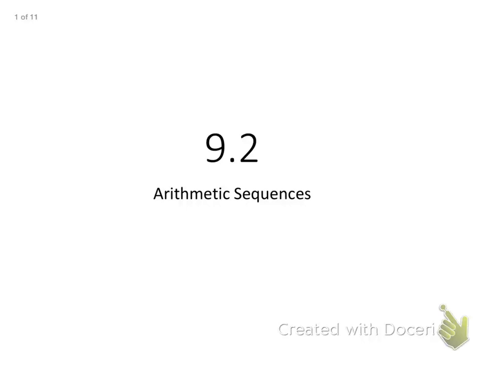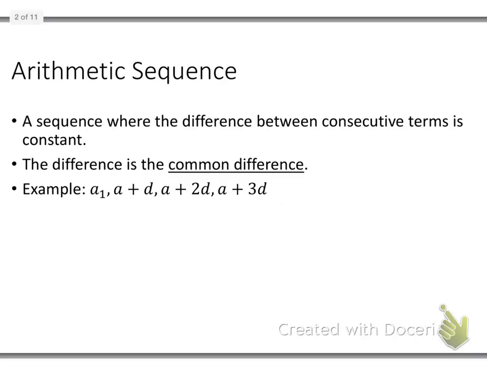Okay, in this video we're going to talk about a different type of sequence, arithmetic sequences. An arithmetic sequence is a sequence where the difference between consecutive numbers is constant, so we're either adding or subtracting something to get from one number to the next.